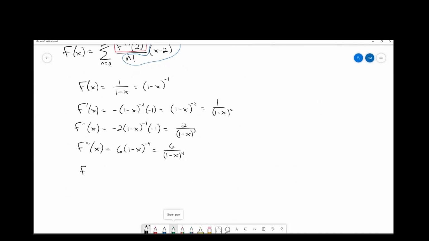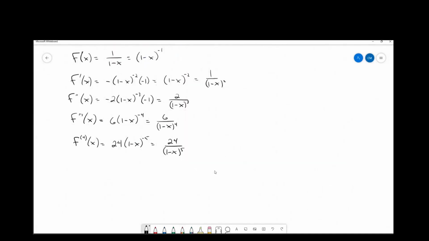I'm just going to do one more just so that we get very clear on what the pattern is here. Fourth derivative. 6 times 4, that's going to be 24, and then (1 minus x) to the minus 5, so we'll have 24 over (1 minus x) to the fifth. Okay, now this has got to be enough to figure out what the pattern is. The goal is to figure out the nth derivative. Can we get a formula for the nth derivative here? In this case, I think it's pretty clear. Well, maybe not entirely clear, but pretty close.